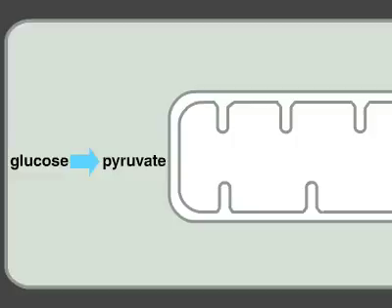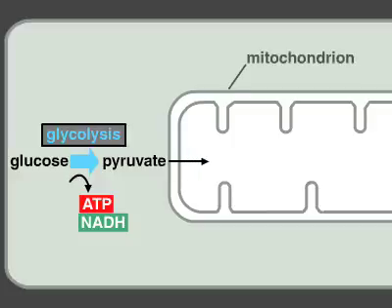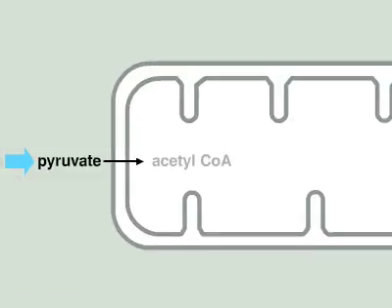Cells break down food molecules, such as glucose, through multi-step pathways. For example, in the process of glycolysis, breakdown of glucose molecules releases energy that is captured by the energy carrier molecules ATP and NADH. A breakdown intermediate, pyruvate, is imported into mitochondria, where it is converted into acetyl-CoA and fed into the citric acid cycle.